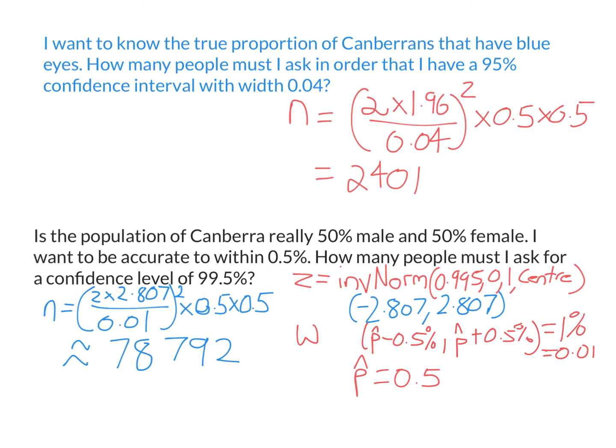survey them as to whether they're male or female, so that if you created a 99.5% confidence interval for the true proportion of males, your interval width would be 0.01.